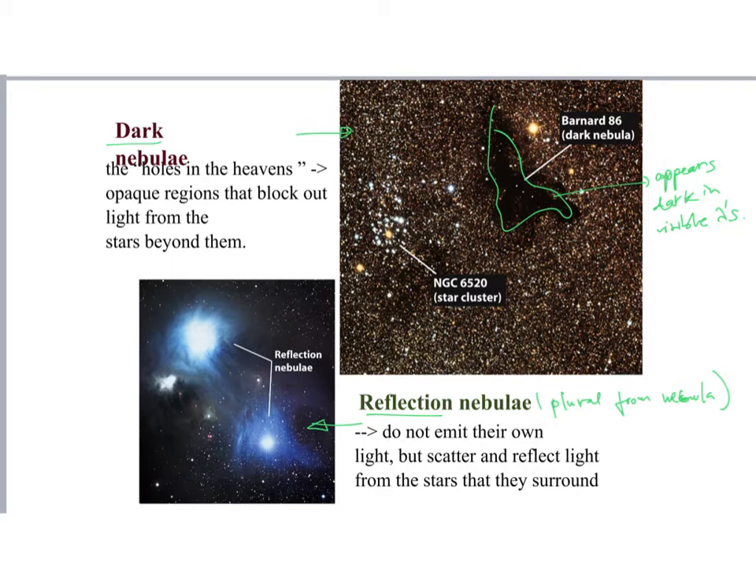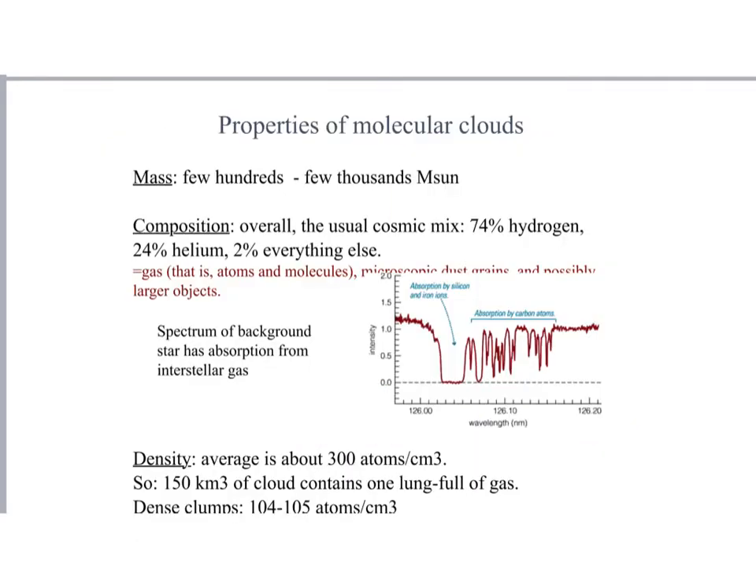Now, sometimes that veil of dust that envelops the stars does other things, like reflecting the light coming from the stars that they surround, and in this case they appear as reflection nebulae. Like in this case, they're often blue in color.